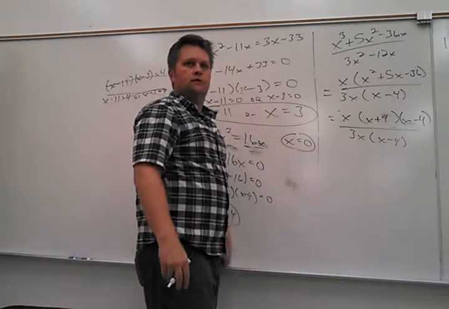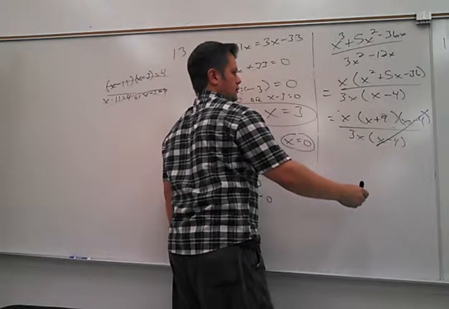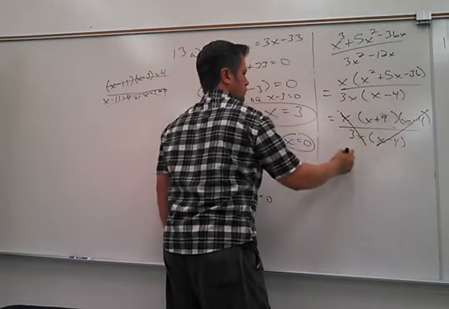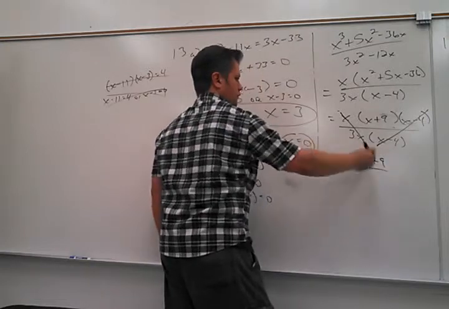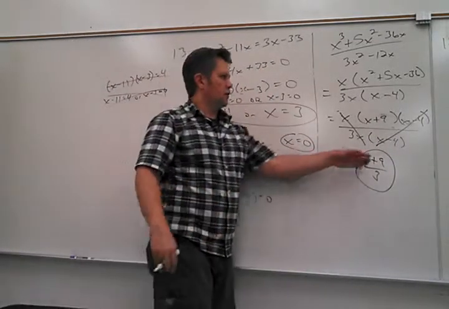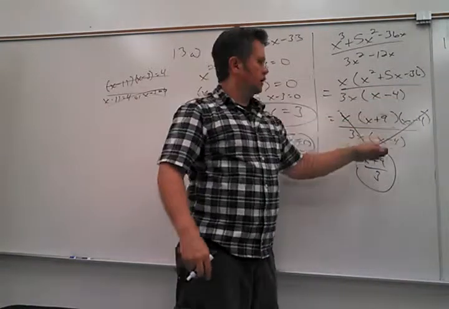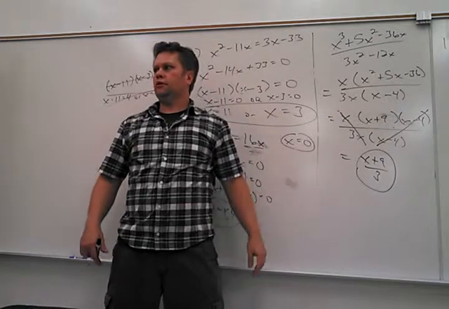And now what cancels? X and x minus 4. And x. So what's left? X plus 9 over 3. I love it. So who survives, right? When we get into this problem, we'll be doing a lot of killing. They kill each other, and who survives? And where are they?